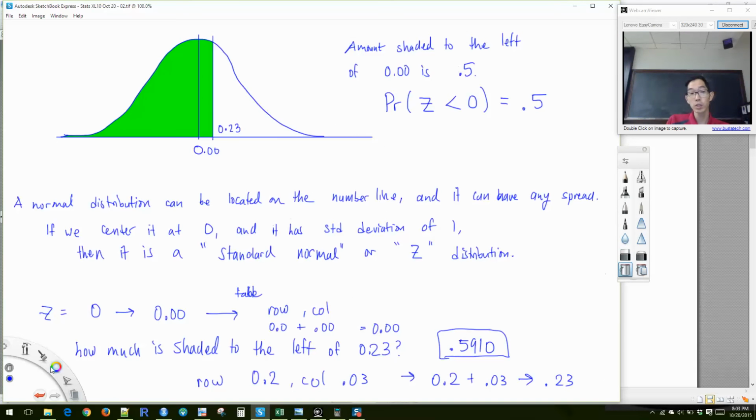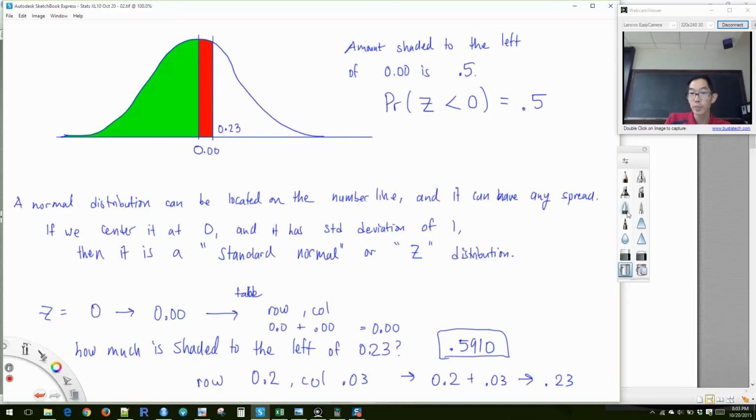So maybe just a quick check of our understanding. If I shade this sliver red, how much is shaded red? Don't shout it out, just think of your answer. You don't have to look this up on the table. Just reason here and say, how much did I have shaded to the left of 0.23? And how much is going to be in between here and here? So how much is shaded in red? What do you guys think?